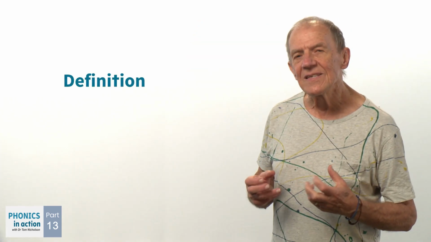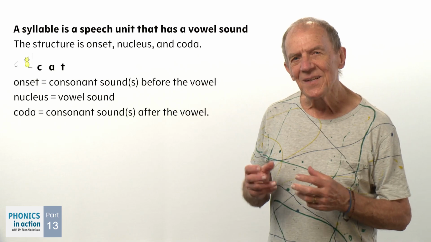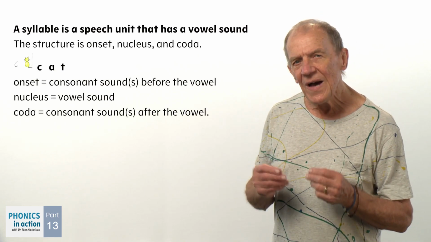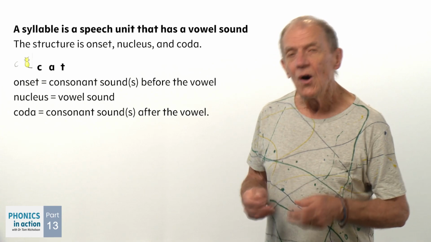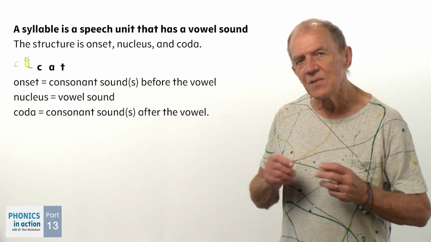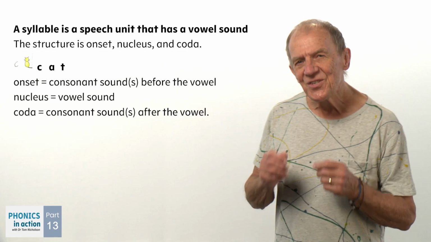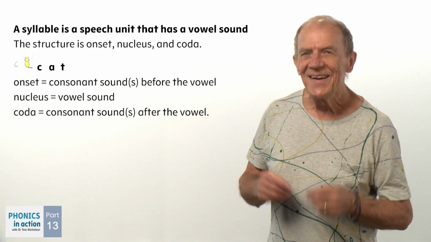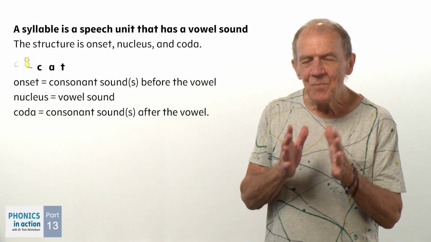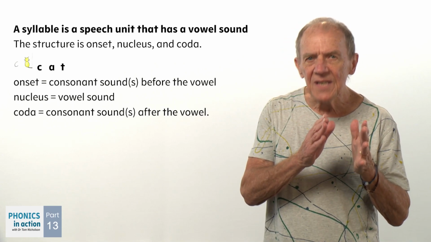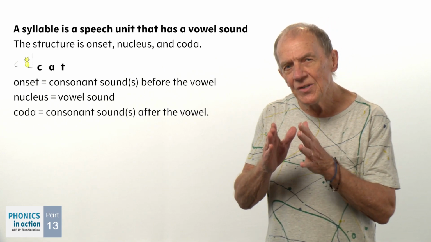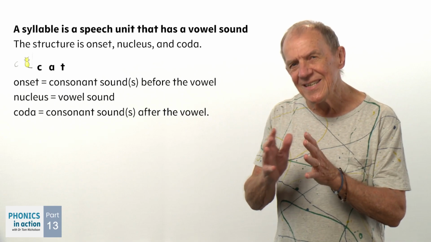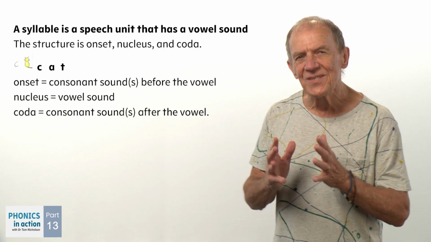What exactly is a syllable? Well, technically, a syllable is a speech unit that has a vowel sound. The vowel sound can be on its own or have consonant sounds before it or after it. The structure is onset, nucleus, and coda. The nucleus is the vowel sound, the onset is a consonant sound before the vowel, and the coda is the consonant sound after the vowel. The nucleus and the coda together are the rhyme part of the syllable.